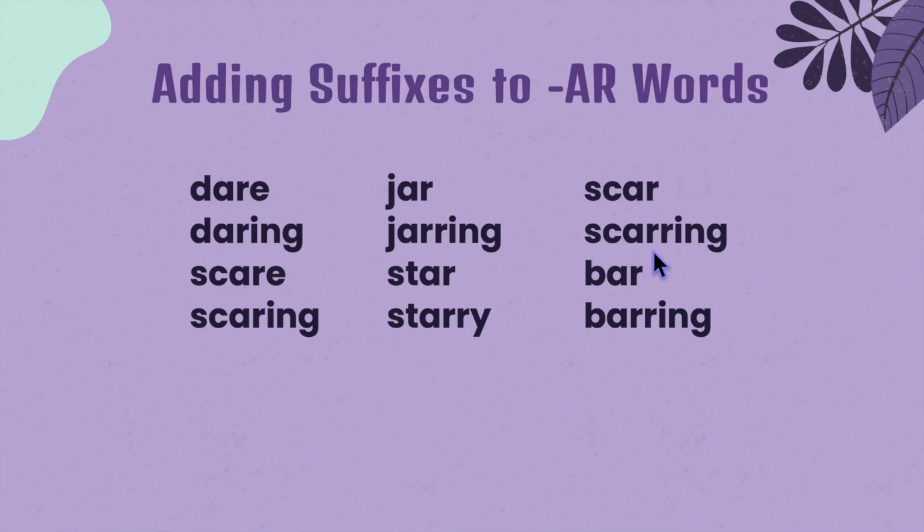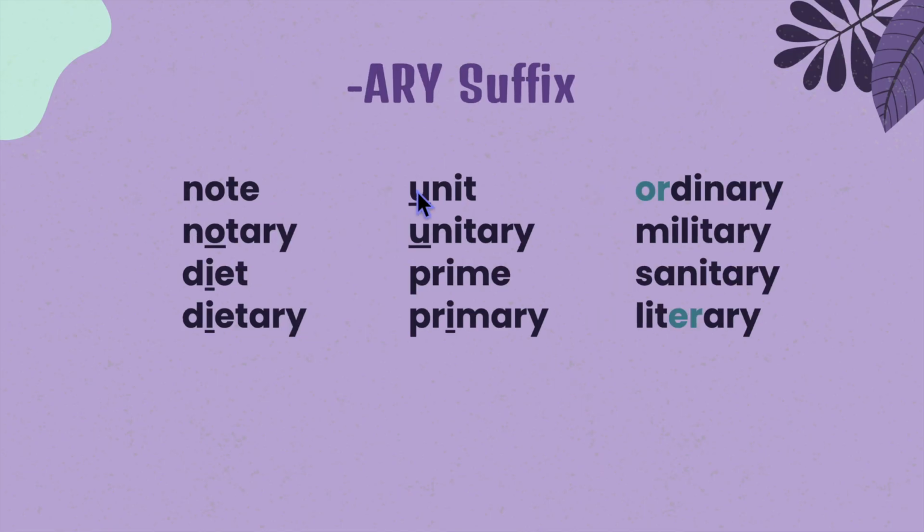Scar, scarring. Bar, barring. Again, although generally ARR will have a long A sound and sound like air, if the R is only doubled because we added a suffix after a root ending in just AR, then we keep the broad A sound. That means we keep the R sound rather than switching to air.